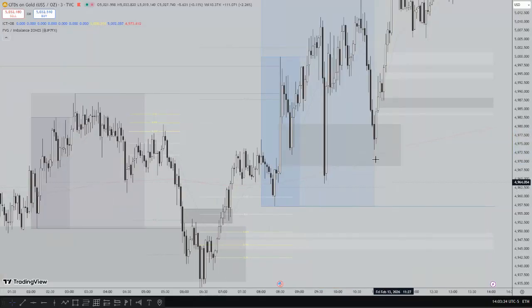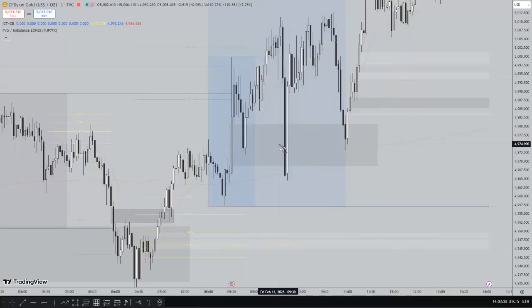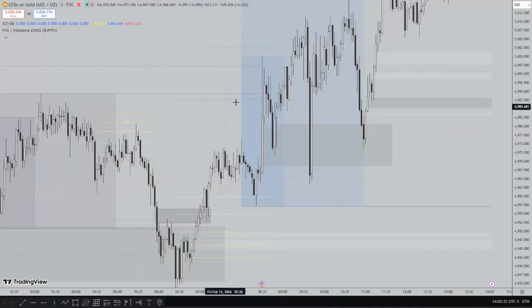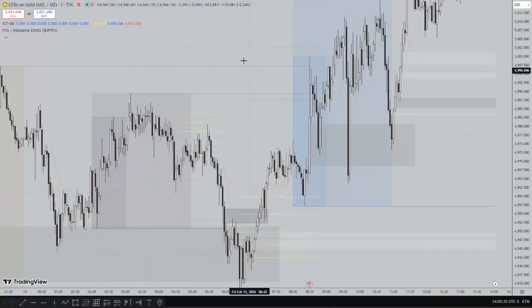Okay, so here's the sweep of the London high. We have a pullback, so we're holding support here at this imbalance. We tap our first target with that sweep right here. Almost get to the second target.